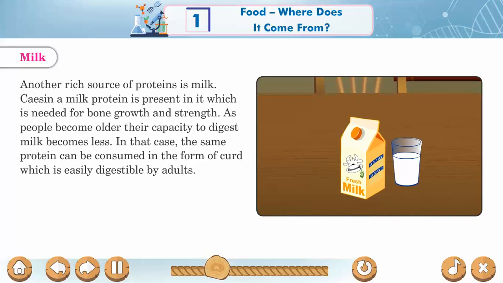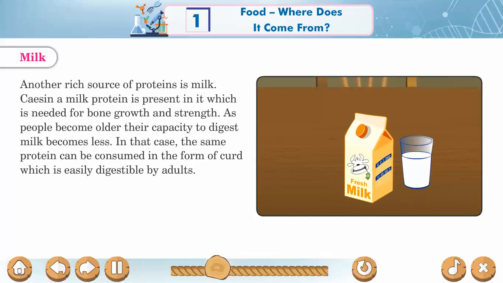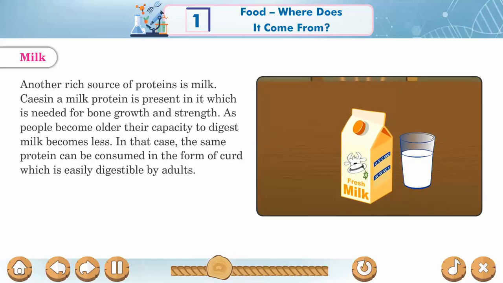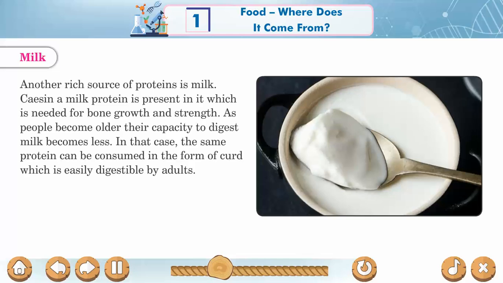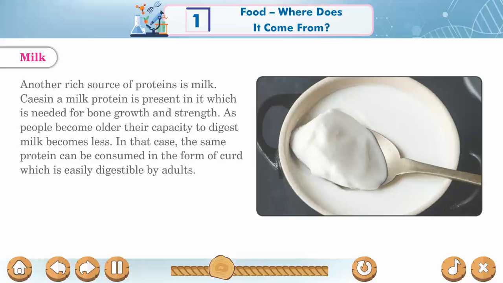Milk. Another rich source of proteins is milk. Casein, a milk protein, is present in it, which is needed for bone growth and strength. As people become older, their capacity to digest milk becomes less. In that case, the same protein can be consumed in the form of curd, which is easily digestible by adults.